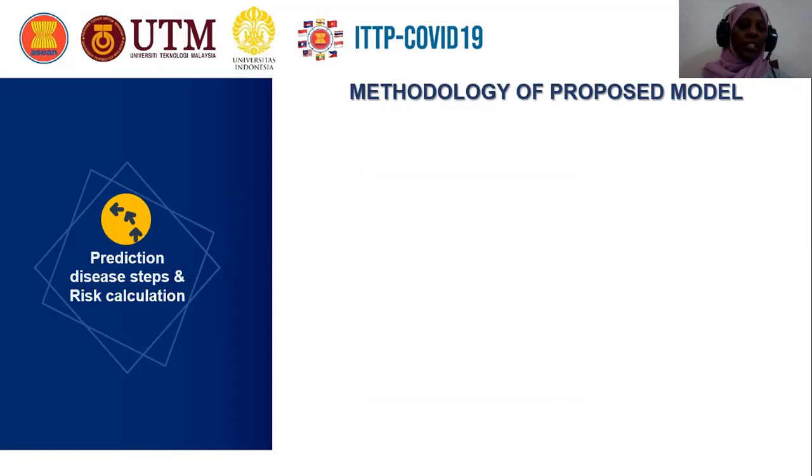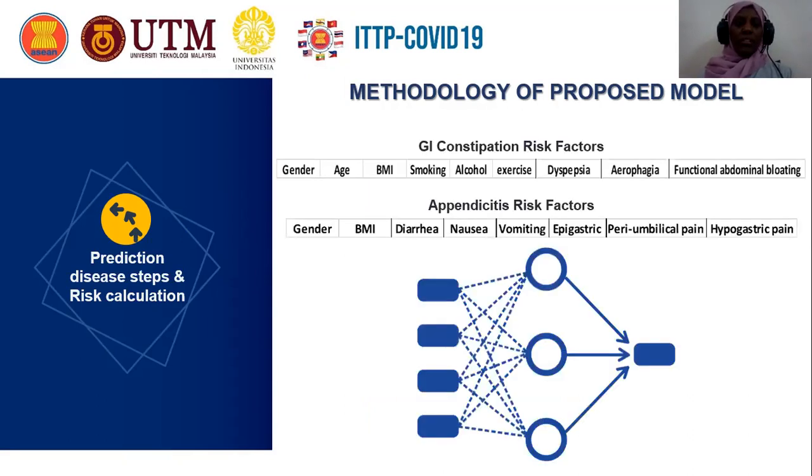The fourth aspect is the prediction, disease steps, and risk calculation. Any abdominal pain or any disease condition can be caused by a combination of variables, which we call risk factors. Like we see here, this is some example of the risk factors of gastrointestinal constipation and also some risk factors of appendicitis. So these risk factors can be linked together to indicate and predict the disease presence.